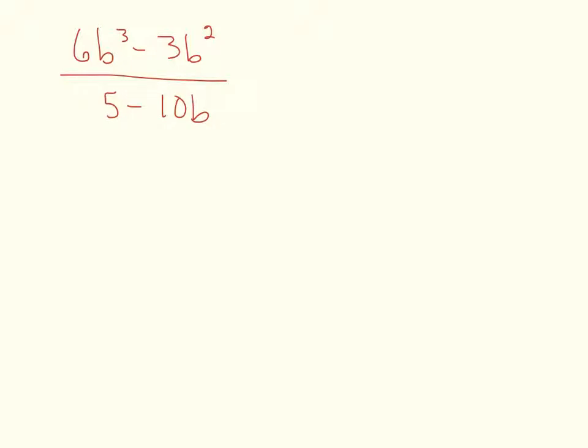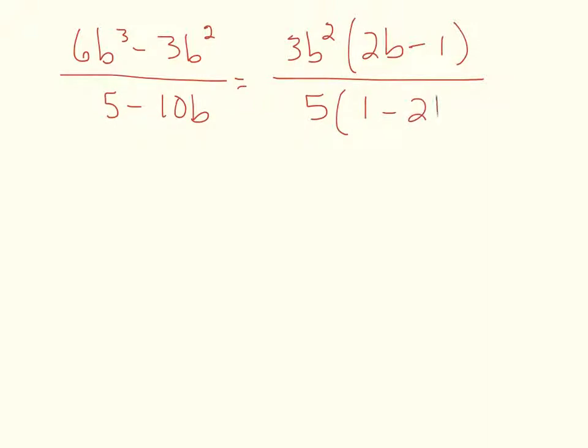So let's factor this. In the numerator, we notice that we can factor a 3b squared out of the numerator, and that leaves us with 2b minus 1. And in the denominator, we can factor a 5 out. So that's going to leave us with 1 minus 2b. And one thing that you're going to notice, and this is going to become very familiar, is look at what we have here. These are not exact. They have the very same numbers, but kind of the wrong order. In the top, the 1 is negative. In the bottom, the 2b is negative.